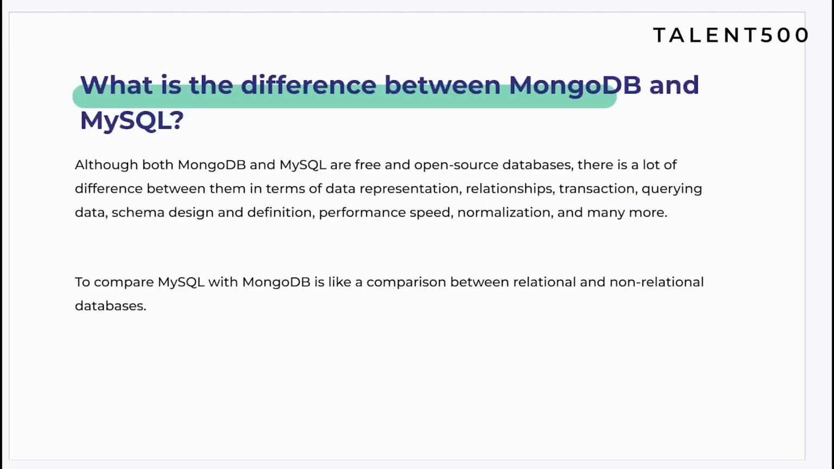So we just now looked at MongoDB as an example of NoSQL, but the major difference we found was the way data is being stored. But let's see what else we can show. You can also use the SQL and NoSQL database differences here, but let's see how we can explain it to the interviewer. Although both databases are free and open source in nature, freely available, there are a lot of differences in terms of how the data is being represented or structured, the relationships, how the transactions happen, querying the data, schema design, definition, performance speed, normalization, and many more things. And as I mentioned, all the differences between an RDBMS, a NoSQL database, and a SQL database can be used as an answer to this question.